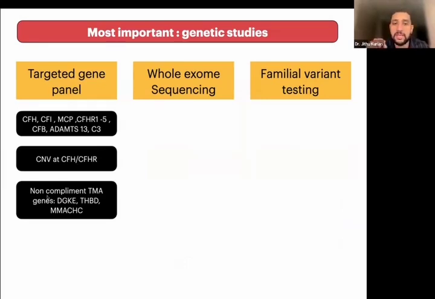So these are the genes which can be specifically asked for as a targeted gene panel, and you get the results. You can do a whole exome sequencing, and you can also do familial variant testing, in which you find out a mutation that affects one of the family members, and then you go back to find out whether the other family members are affected.